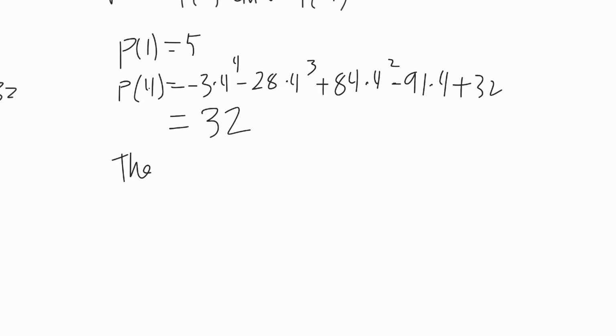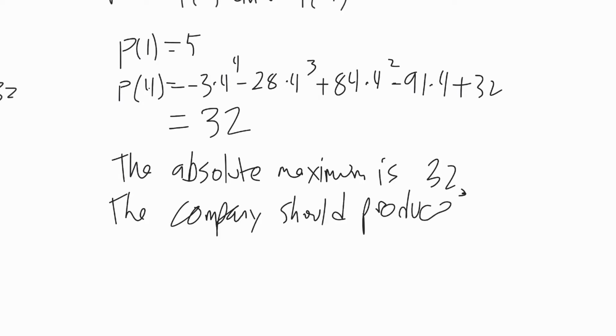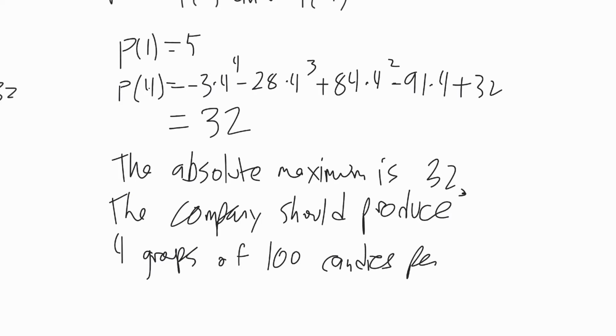The absolute maximum is 32. So the company should produce 4 groups of 100 candies per day.